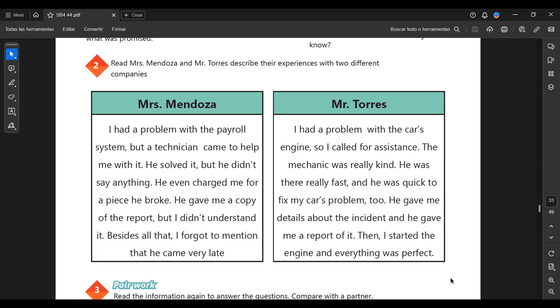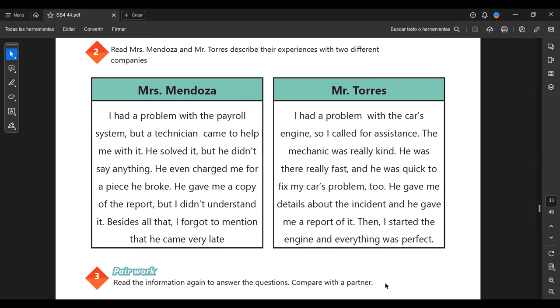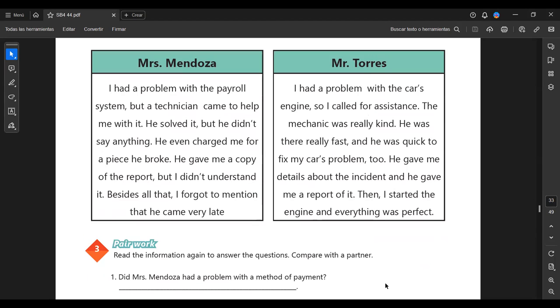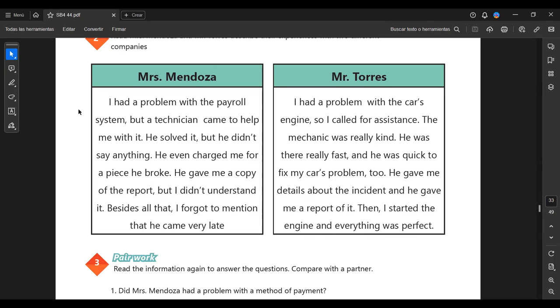Okay, guys, you continue posting there in the chat box. Now we are going to the book. In our page 33, we have this exercise. It says, read Mrs. Mendoza and Mr. Torres, describe their experiences with two different companies. We have the two experiences and also we have some questions. What we have to do in this moment is, for example, with the first paragraph related to Mrs. Mendoza, we are going to do the opposite.